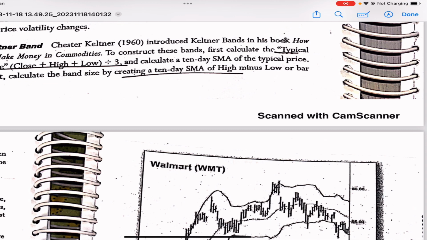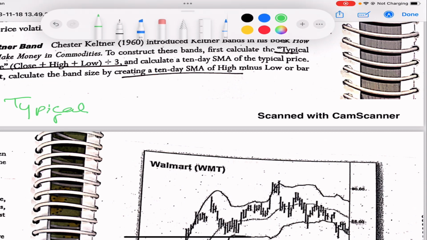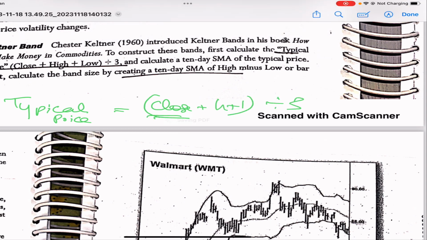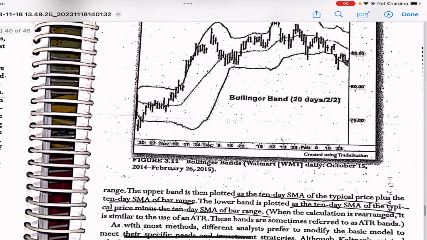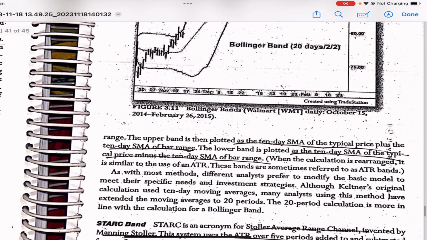How do you calculate that? You're first going to calculate the typical price. Whenever we talk about the typical price, you need to keep in mind that it is close plus high plus low divided by 3. Closing price is very important. Close plus high plus low divided by 3. This is my typical price. After that, you are going to calculate a 10-day simple moving average of the typical price. After that, you are going to calculate the band size by creating a 10-day SMA of high minus low, or the range. High minus low is just the range, right?